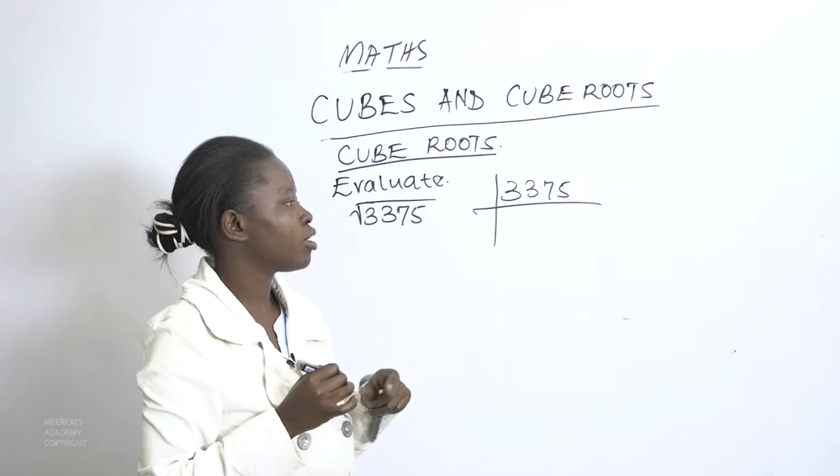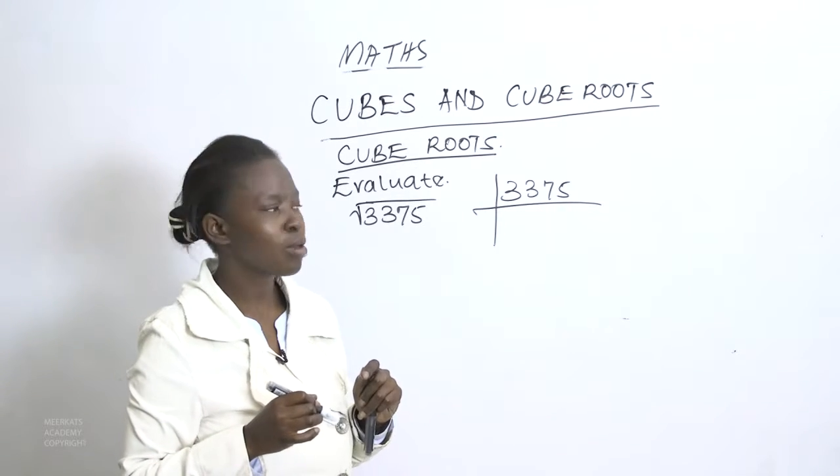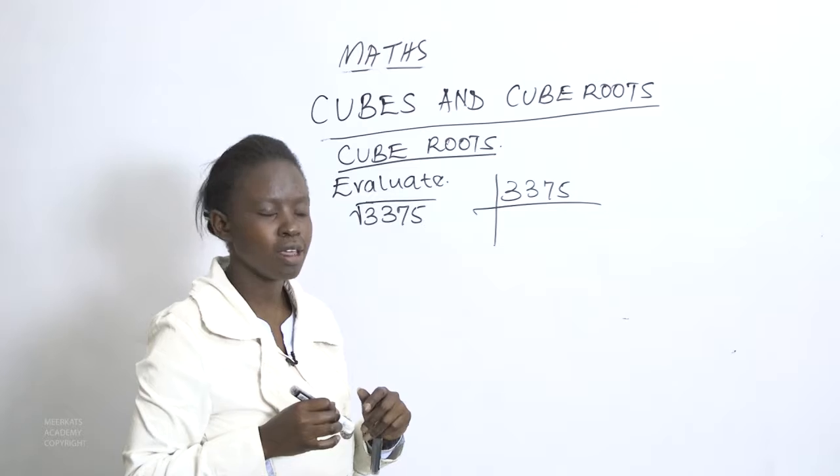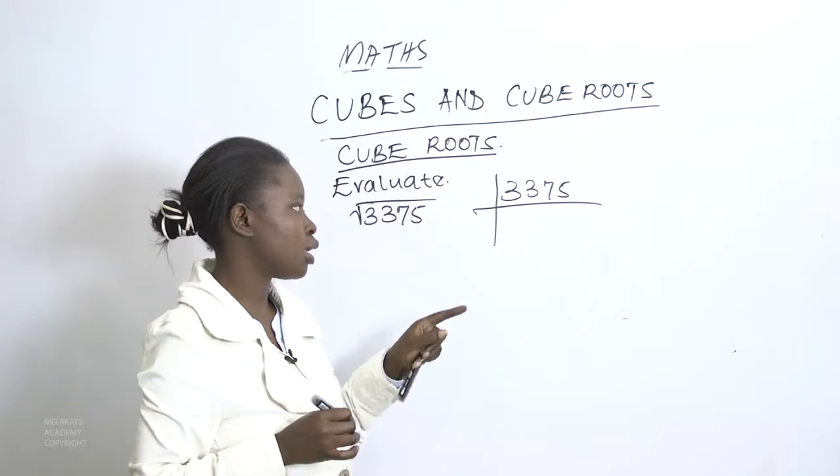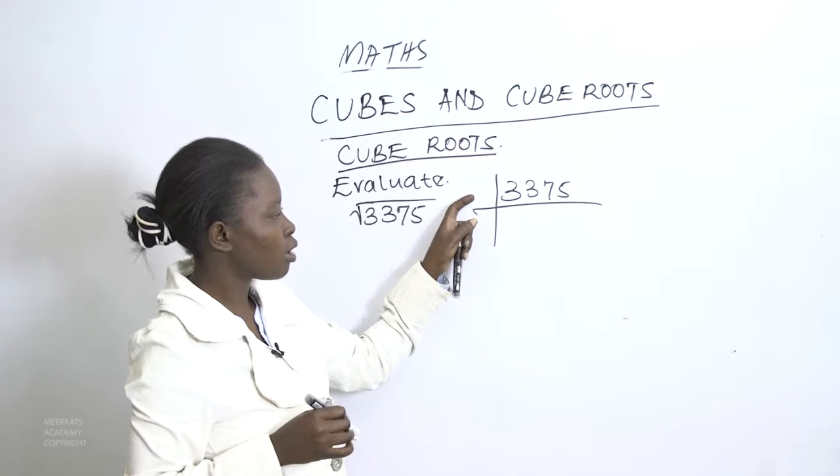So the first prime factor, 2, is not a factor because our last digit here is 5, and 5 is not an even number. The next prime factor is 3.